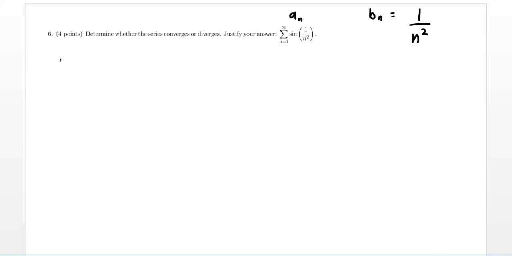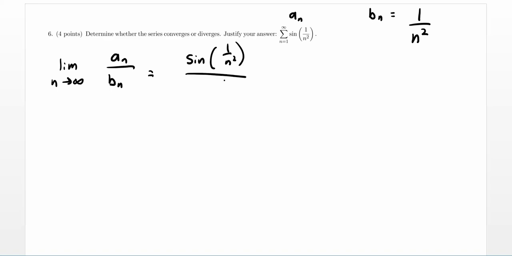Let's take the limit as n goes to infinity of just the sequences AN divided by Bn, which is equal to sine of 1 over n squared divided by 1 over n squared. So, as n goes to infinity, 1 over n squared goes to 0. The sine of 0 is 0, and the bottom goes to 0. So this is a 0 over 0 indeterminate form.